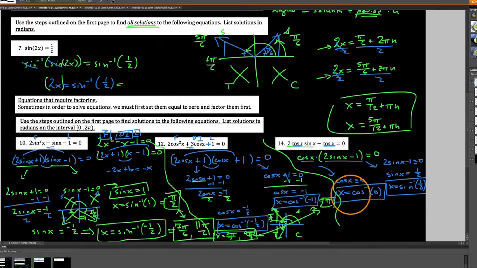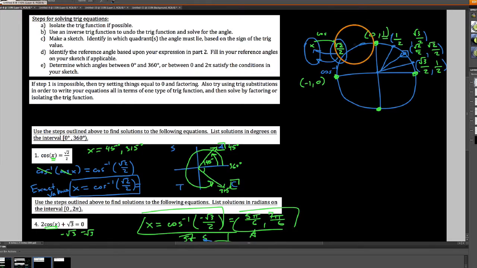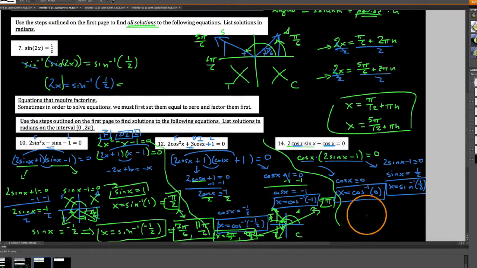Well, between 0 and 360, this happens twice. Cosine is 0 up here at a pi halves, but it's also 0 down here at a 3 pi halves measurement. So we're going to go put those both on as possible solutions here. So we would say that this happens at pi halves and at 3 pi halves.